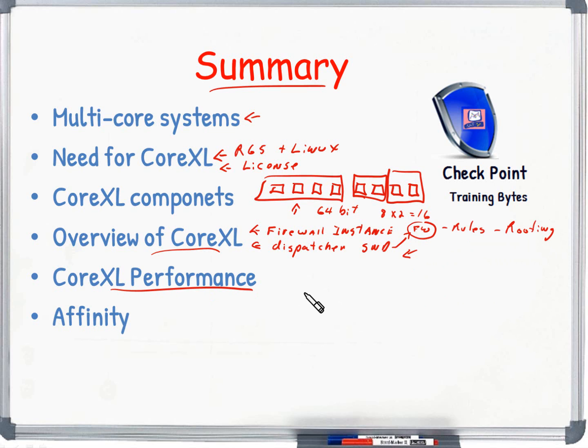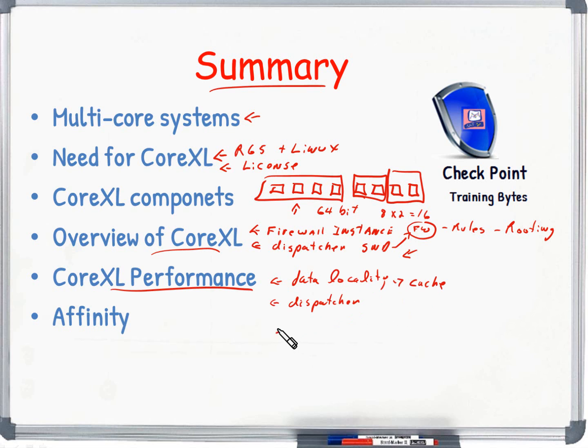And we talked about performance implications of running CoreXL. We talked about data locality. Data locality in essence means keeping the same connections on the same CPU, so we can take advantage of the caches that are built into the CPUs. And we also talked about the dispatcher making sure that it keeps the connection assigned to the same cores.